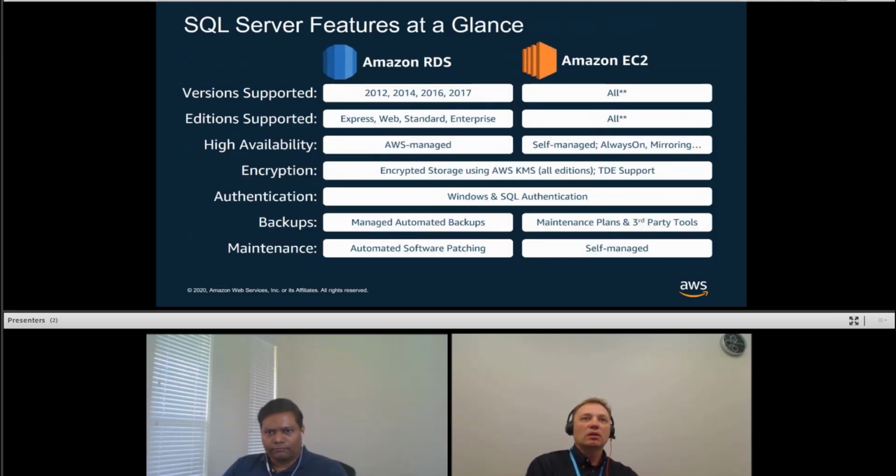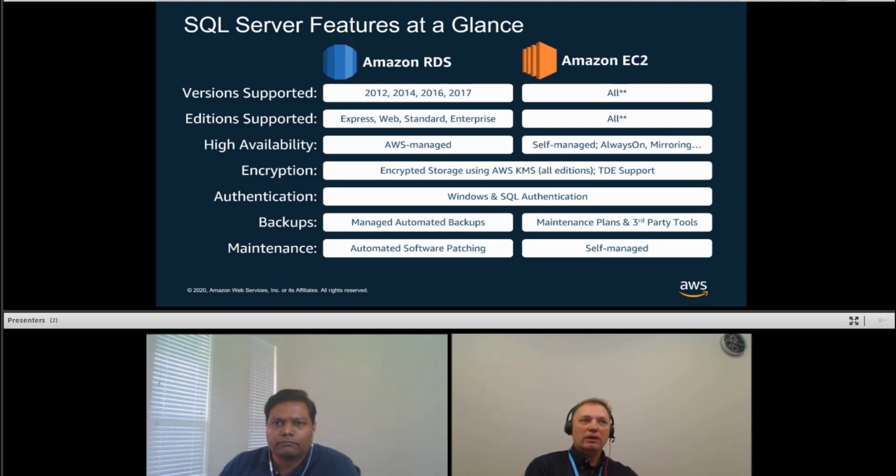This is what we support on RDS. We support all officially supported engine versions: 2012, 14, 16, and 17. 2019 is coming very soon and will also be supported on RDS. Obviously, on EC2, there are no limitations. As long as you have licensed media, if you have SQL Server 7.0, you can absolutely install it, and we're not going to ask why. In terms of editions, we support Express, Web, Standard, and Enterprise. Again, on EC2, you are the master of your own destiny.